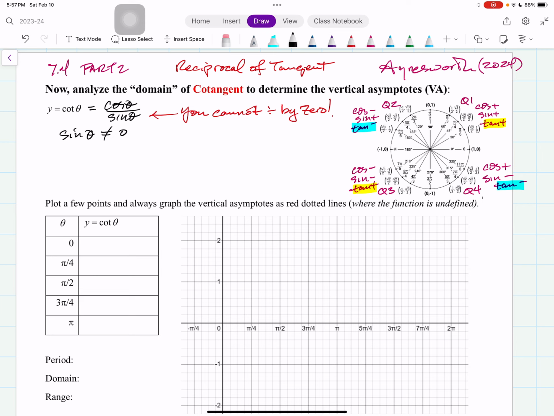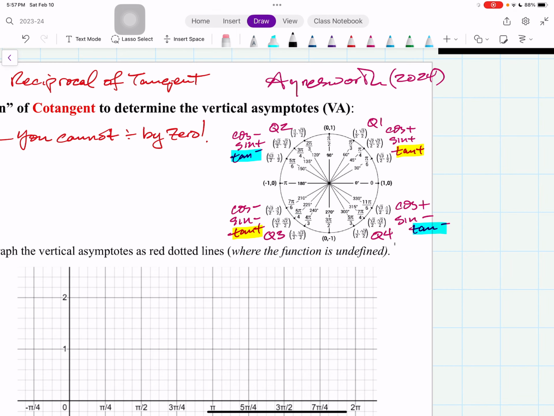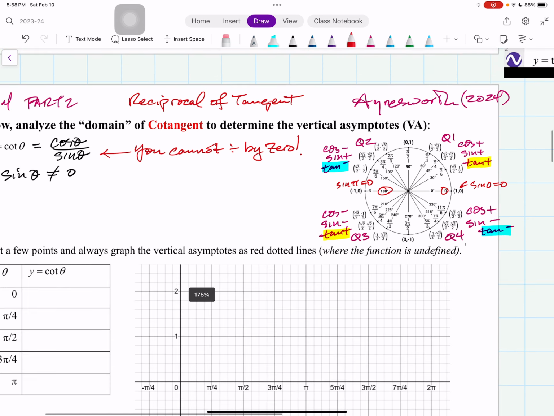And wherever those are, well, guess what? They're vertical asymptotes. Okay, so on the unit circle here, if you zoom in, we know that the y coordinates refer to sine, and at 0 radians, or 0 degrees right here, we can see that the sine of 0 is 0. And at 180 degrees or pi, we can also see that the sine of 180 degrees or pi radians is also equal to 0. Okay, well, let's put the 2 and 2 together.